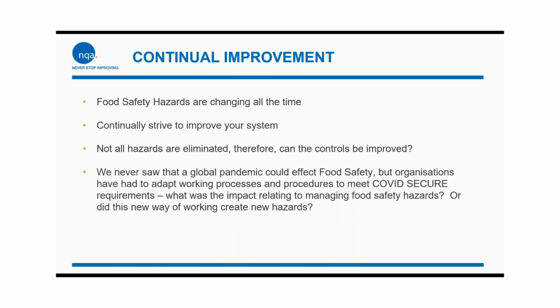Ensure that you continually improve your system. Remember that food safety hazards are changing all the time. Always look for ways to improve. Majority of the time, not all hazards are eliminated. Therefore, can the controls be improved? An example is that we never saw the global pandemic could affect food safety, but organisations have had to adapt working processes and procedures to meet COVID secure requirements. Think about what was the impact relating to managing food safety hazards, or did this new way of working create new hazards?